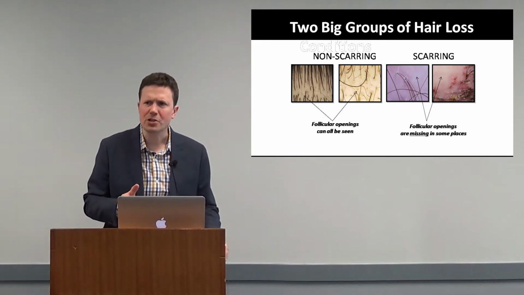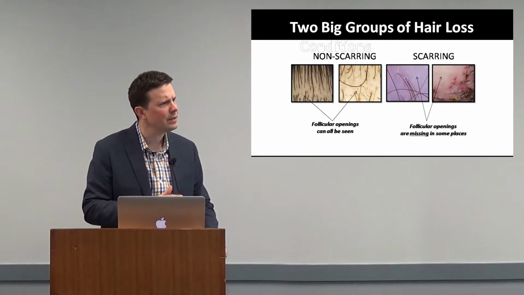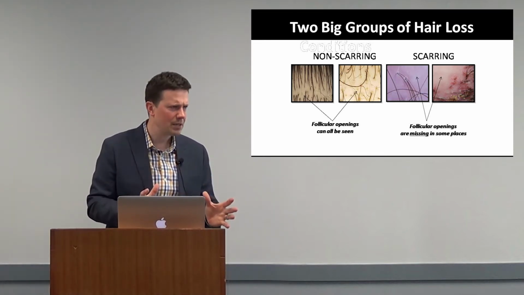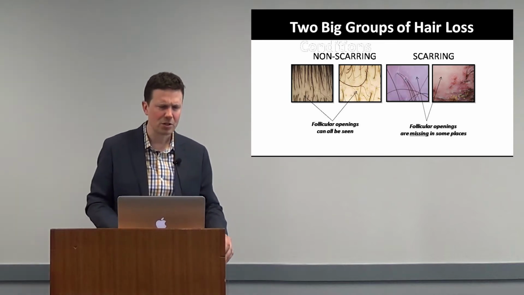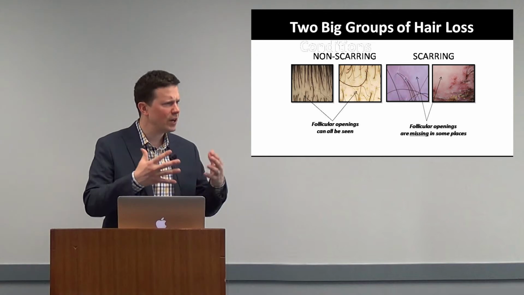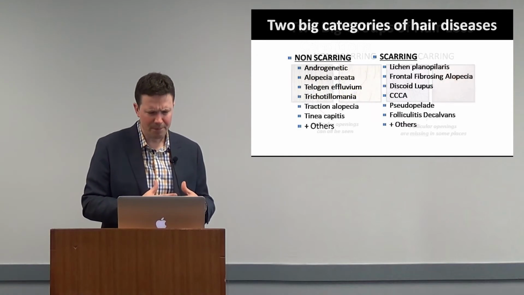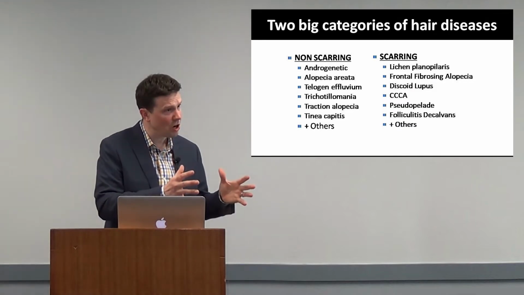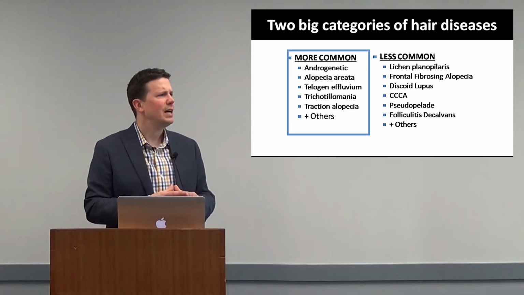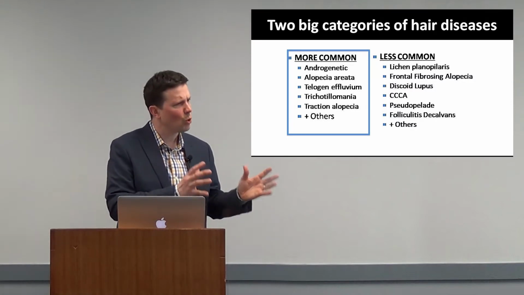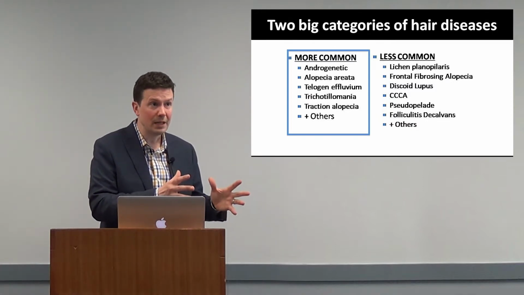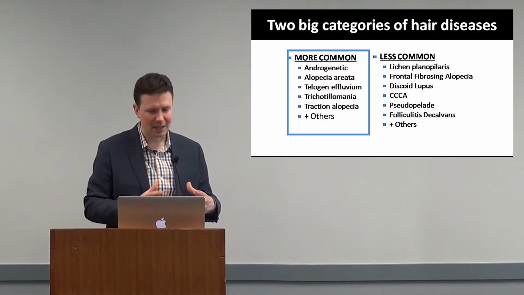In a scarring hair loss condition, which is seen here on the right side of the panel, the hair follicle openings are missing. The scalp appears smooth, rather like a skating rink. These are very typical of scarring hair loss conditions. And so when you first meet a patient with hair loss, it's important to form a differential diagnosis, some sort of differentiation between whether you're dealing with non-scarring hair loss or scarring hair loss. In many ways, what we're dealing with is two groups of conditions that are more common and less common. So interestingly, the non-scarring hair loss conditions tend to be the more common, and the scarring hair loss conditions tend to be less common.